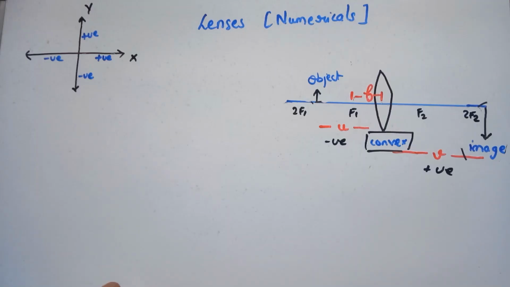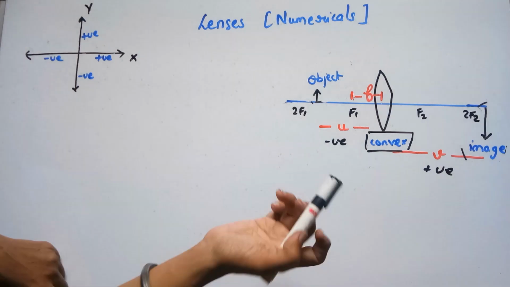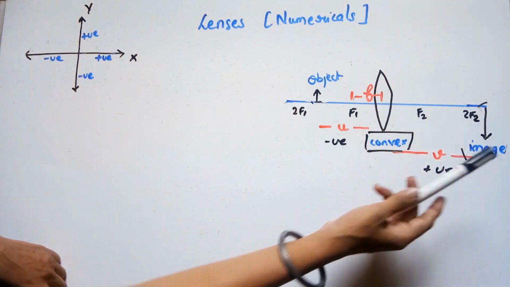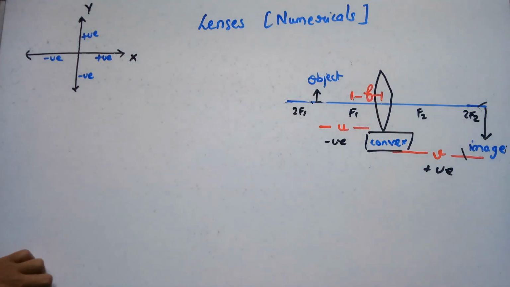Students, so today we are going to do numericals on the chapter Lenses. So this is a lens diagram which is shown here. इस diagram में ये object है, ये image है. Object जब f1 और 2f1 के बीच में होता है, image is always beyond 2f2 and it's magnified.